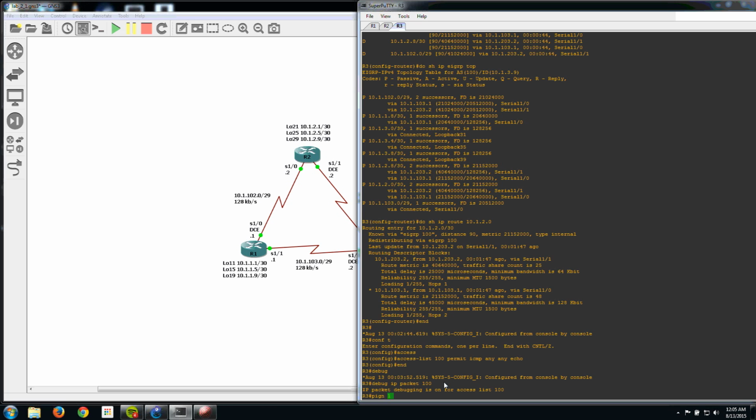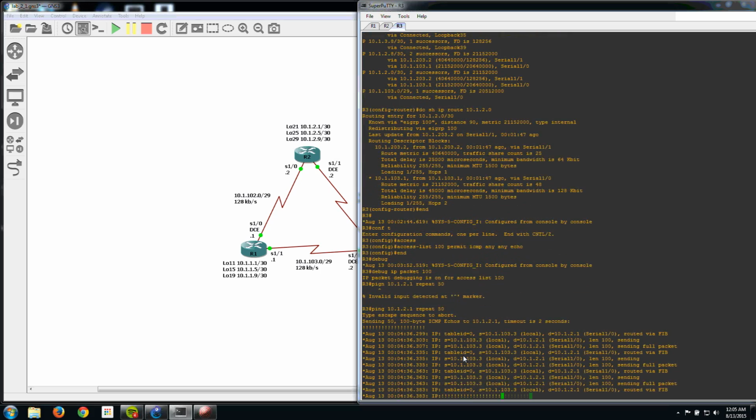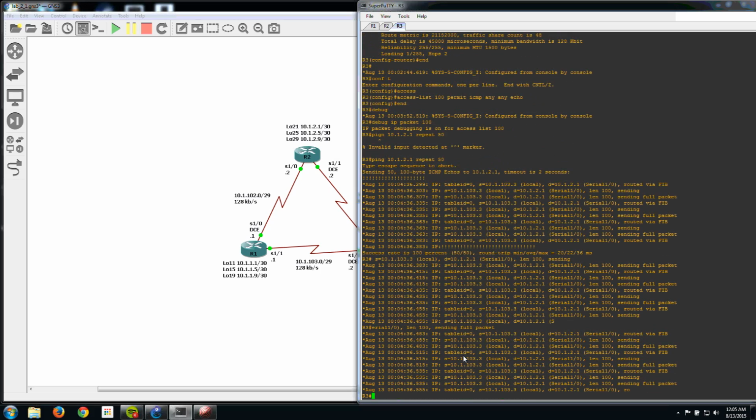So let's do a ping 10.1.2.1 repeat 50. And it would help if I could type ping right. There we go. So now we're seeing all of our pings going through.